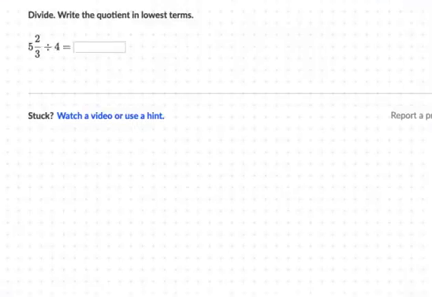Go ahead and write this problem in your notebook. It wants you to divide and write the quotient in lowest terms. That means that it's not going to accept any unsimplified fractions. Pause the video and write down the problem. Try the problem on your own.